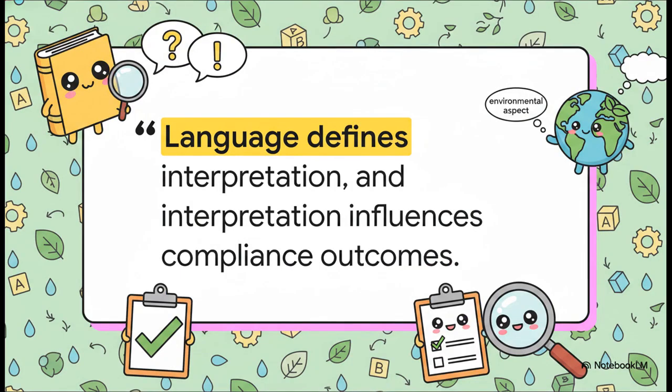You know, terminology in these ISO standards really isn't just semantics. It completely defines your audit scope. There's this fantastic quote from the source material: language defines interpretation, and interpretation influences compliance outcomes. Think about that. One single misunderstood word, like what an environmental aspect truly means, can lead to massive compliance gaps just being completely overlooked during an audit.